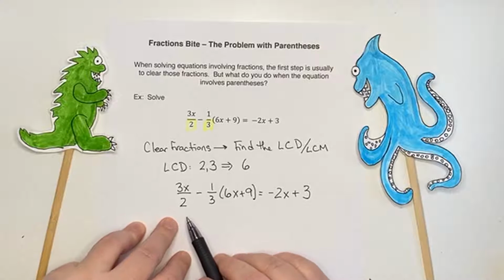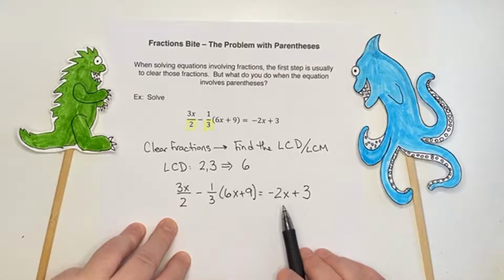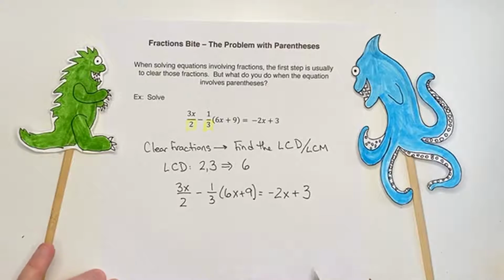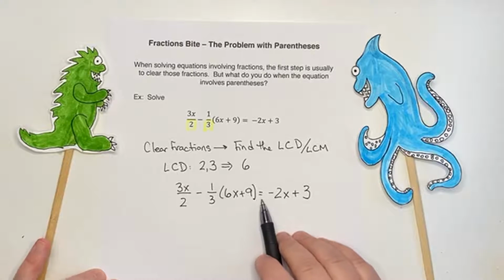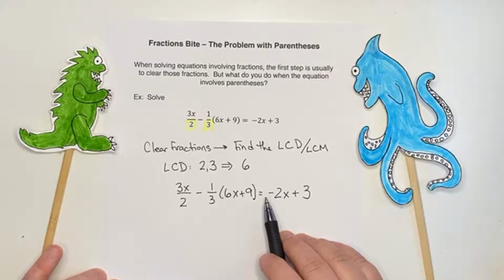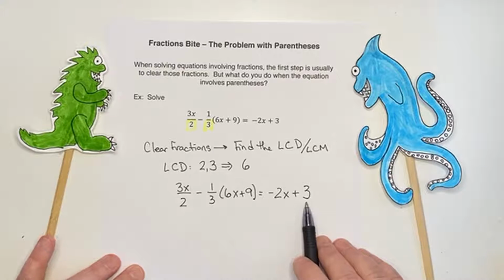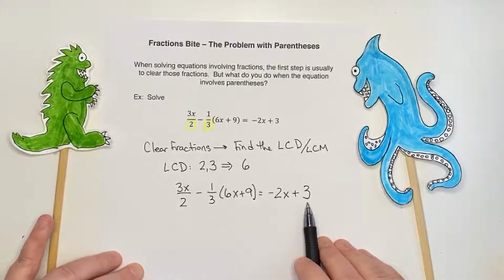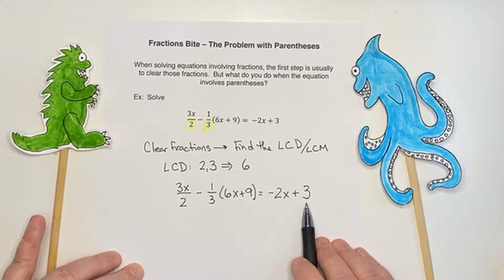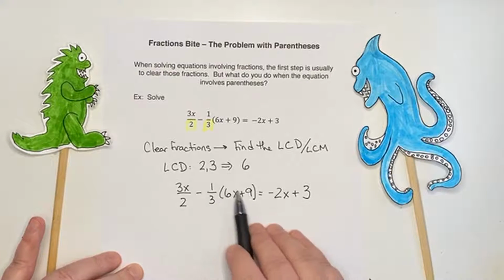But what we need to do is maintain balance and maintain fairness to maintain the equality here. So we've got to multiply everybody by 6. But this gets complicated because, for example, I can see that the 3 is sitting here by itself. Okay, I know I need to multiply that by 6. But what about this mess in here?